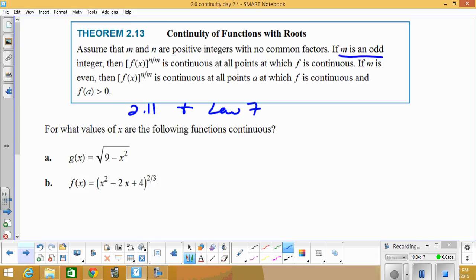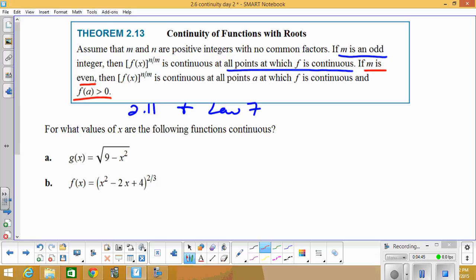if n, the root, is an odd integer, we're continuous for all points, period, no matter what. But if n is even, this is where it becomes different. If n is even, the function is continuous at all points a for which the inside function is continuous and greater than 0. Remember, in calculus we're trying to keep it real, no negatives under a radical.